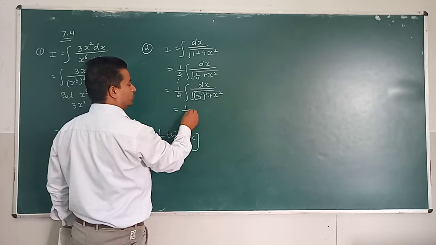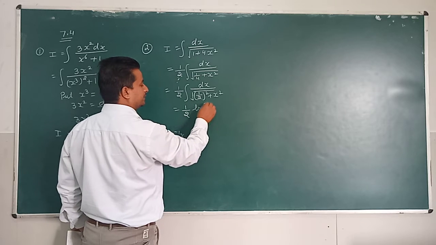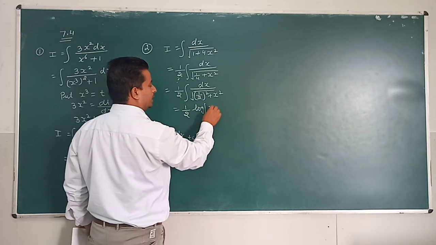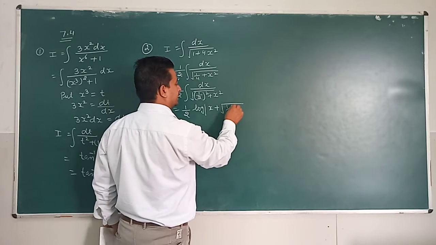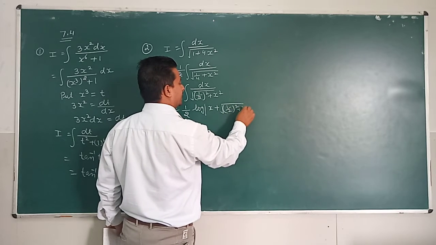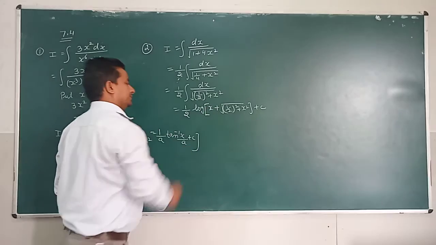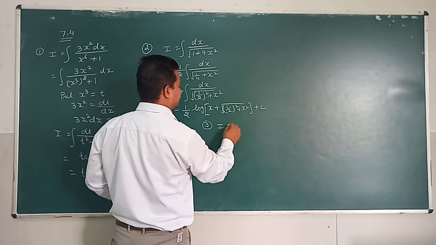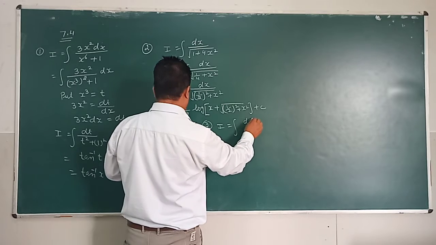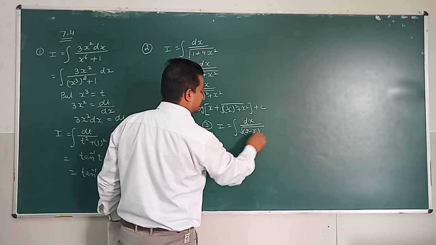This is the formula of 1 upon square root of a square plus x square, which is log x plus square root of a square plus x square plus c. This is the answer.